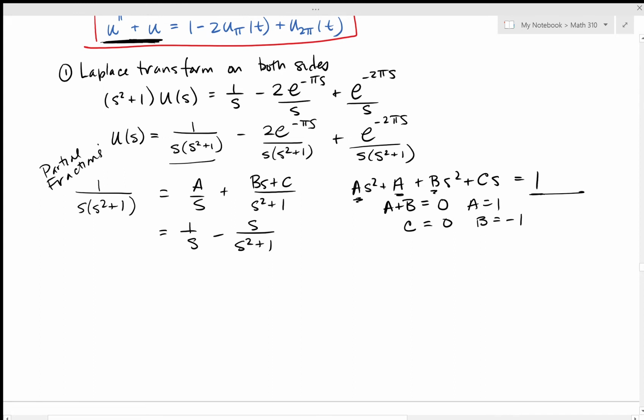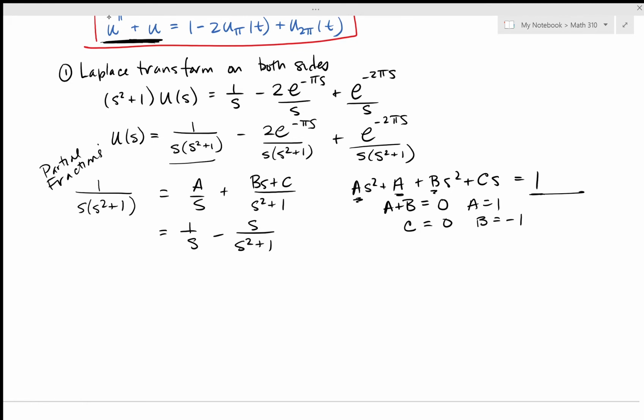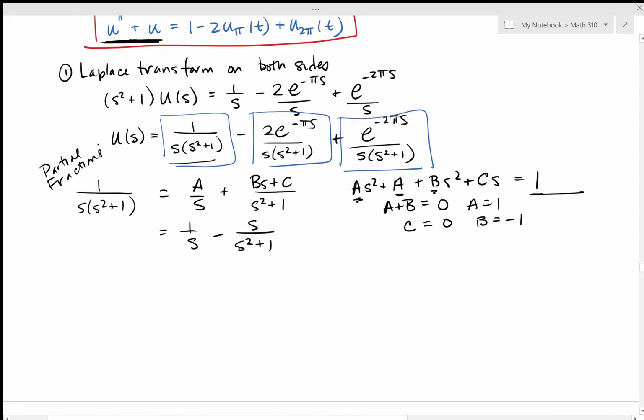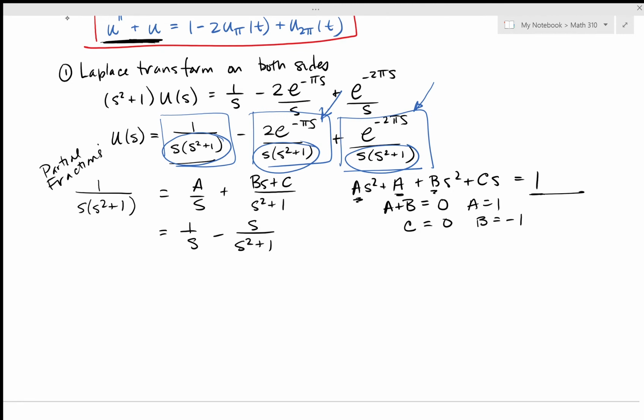Okay, so I have 3 pieces of the Laplace transform. I need to now figure out the inverse Laplace transform of this, and this. Notice they all have the same denominator, and you should recall that multiplying by e to the minus something is shifting the function in the time domain. So with those thoughts in mind, I'm going to write out what the inverse Laplace transform is.